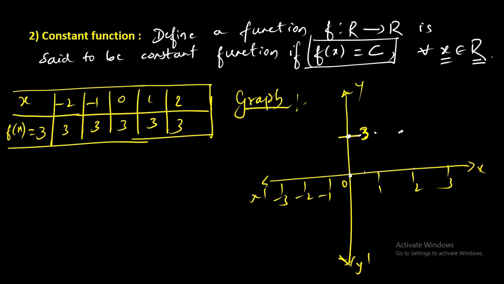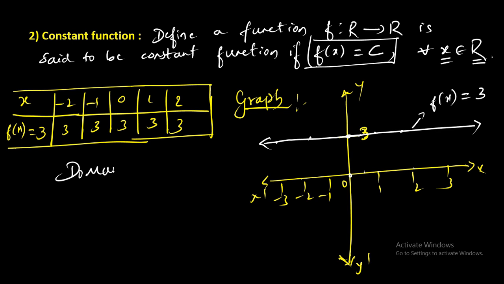For 2, 3 only. For negative also 3 only. Minus 3 also 3. Hope you are understanding. Join all these points. This is the graph for the constant function f of x equal to 3. Then the domain of this function.